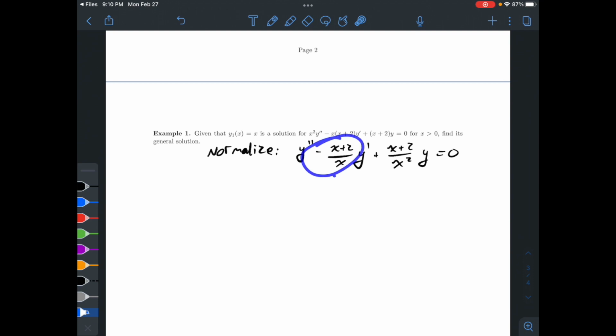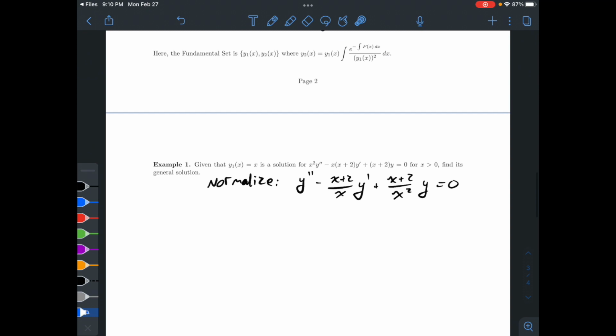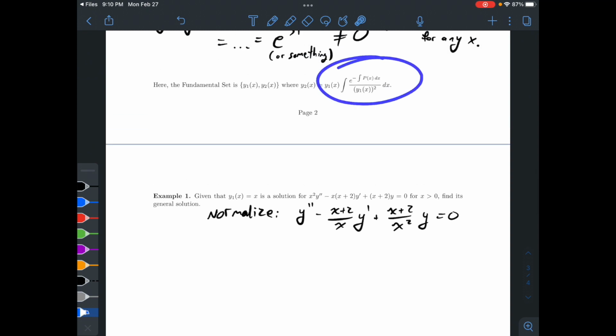So what's our p of x? Our p of x is negative x plus 2 divided by x. Always remember to pay attention to whatever the sign of that is, right? So that negative is included in our p of x. So this is our formula for what y2 is going to be.